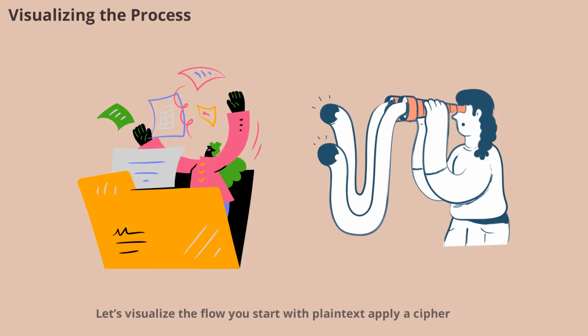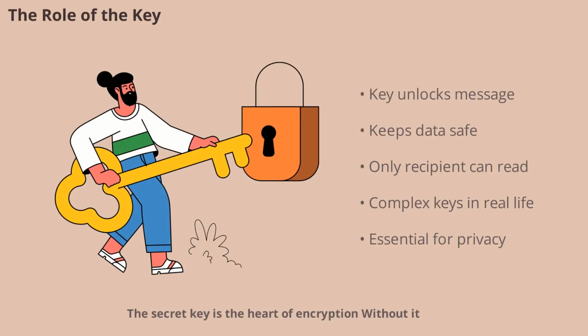Let's visualize the flow. You start with plaintext, apply a cipher, and get ciphertext. This encrypted message travels across the internet. Even if an attacker intercepts it, they only see the ciphertext, which is meaningless without the key. The process keeps your information safe until it reaches the intended recipient, who can then decrypt it and read the original message.